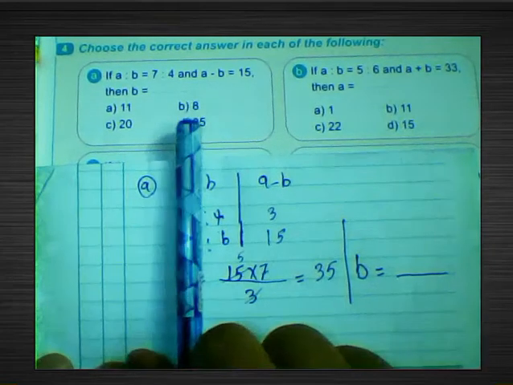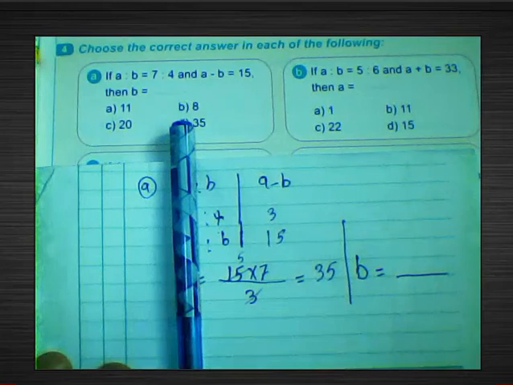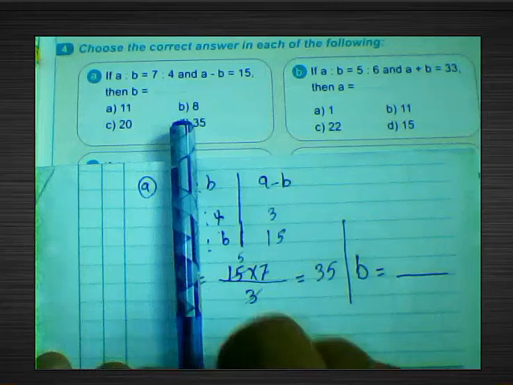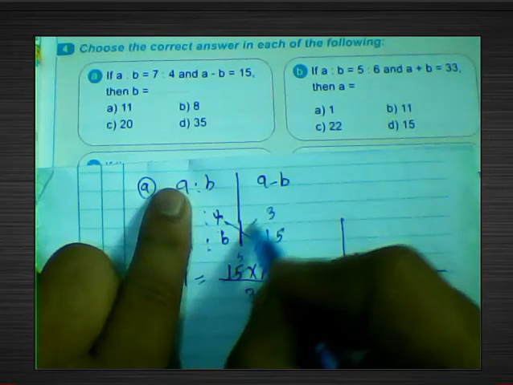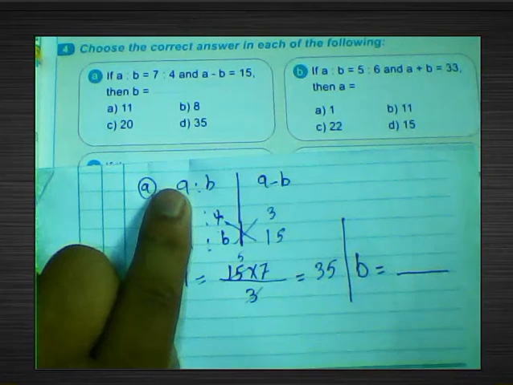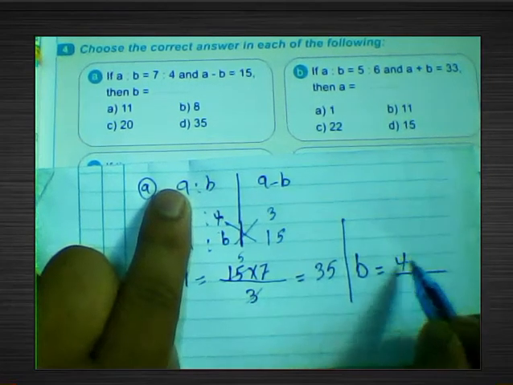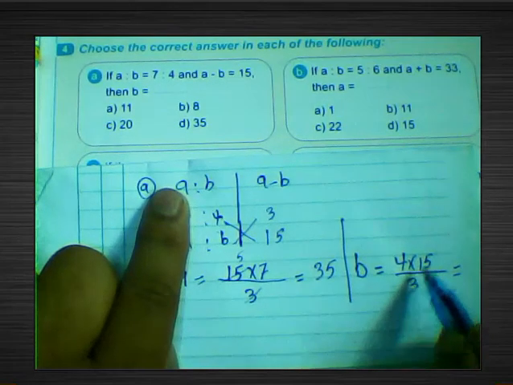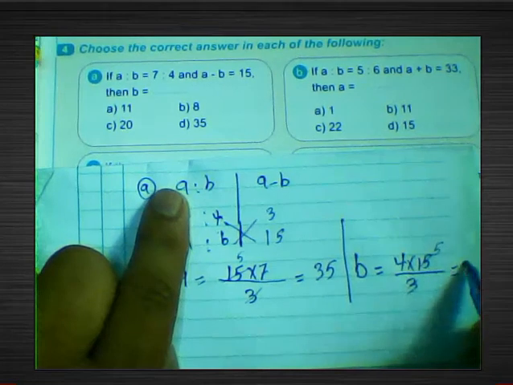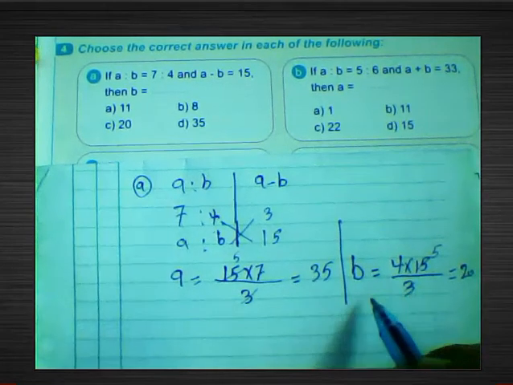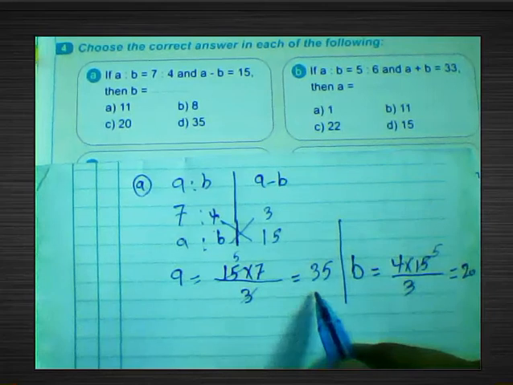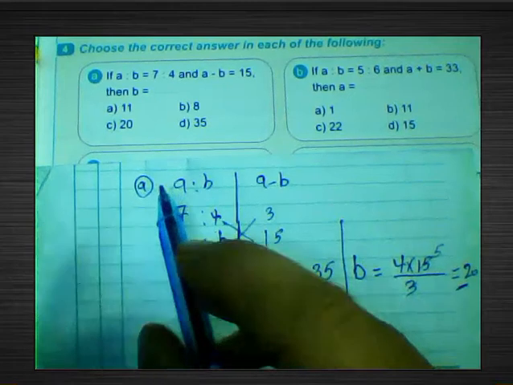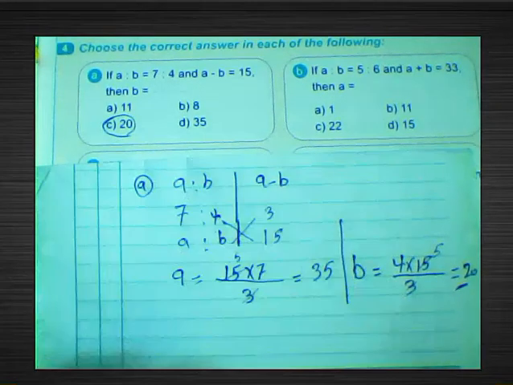we will separate A. When you want to find B, you must separate A. Okay? Another step, we will find the result between the 4 and 15 divided by 3. 15 divided by 3 equals 5. 5 times 4 equals 20. So B will be 20 and A equals 35. He wants B. B will be 20. We'll choose this number. Okay?